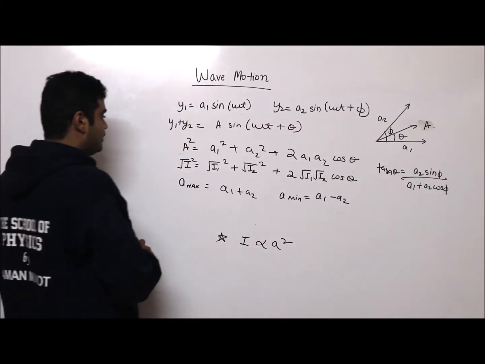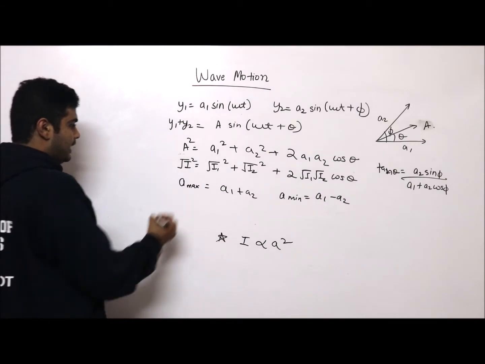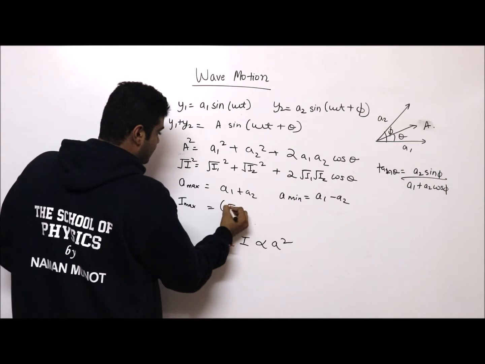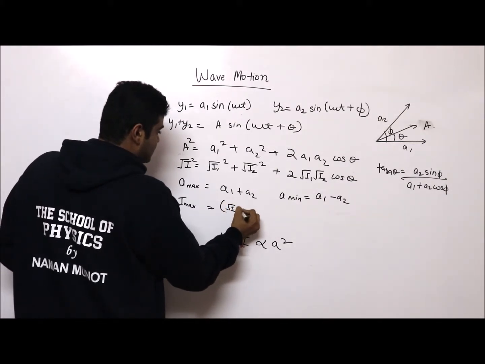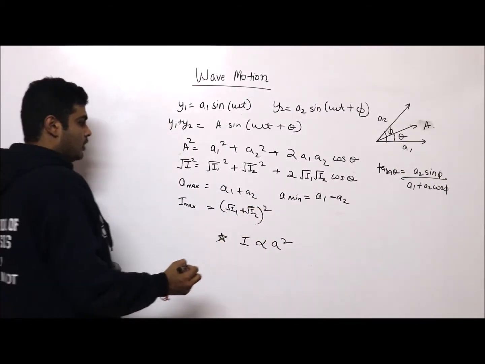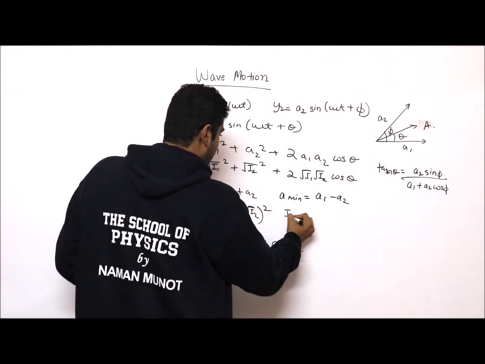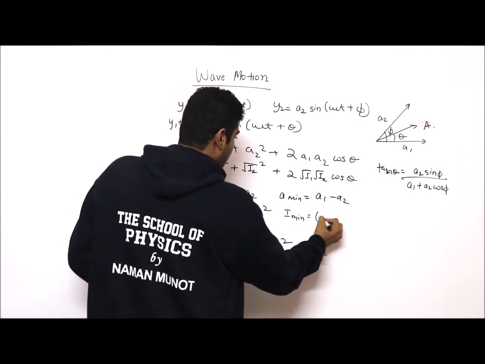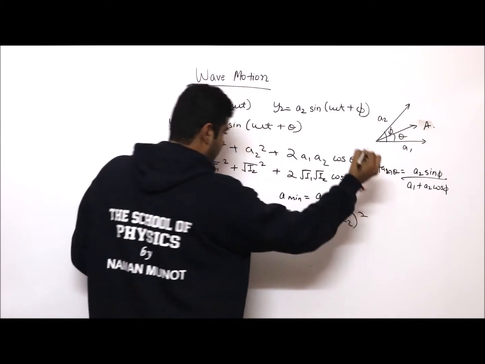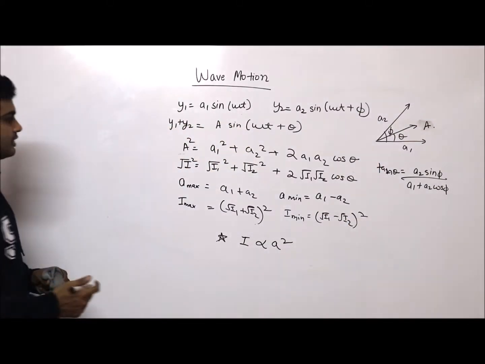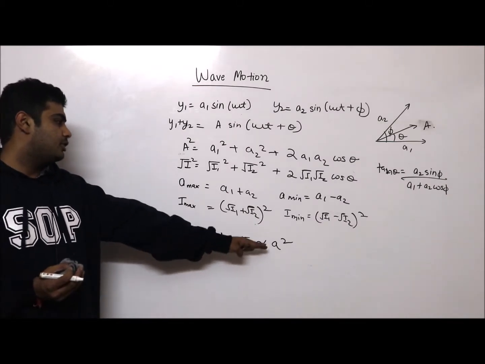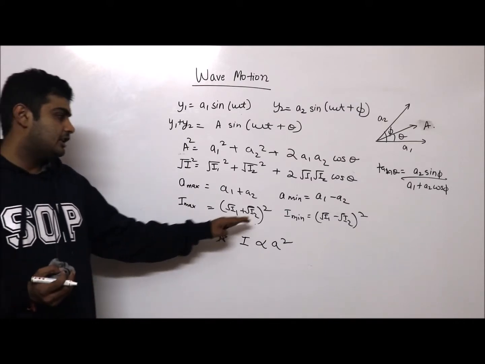Okay, and we can also write I max. Now this is the important result. I max is equal to (under root I1 plus under root I2) whole square, and I minimum will be equal to (under root I1 minus under root I2) whole square. So this is the important result from superposition. I is directly proportional to A square, and this is the result that we get.